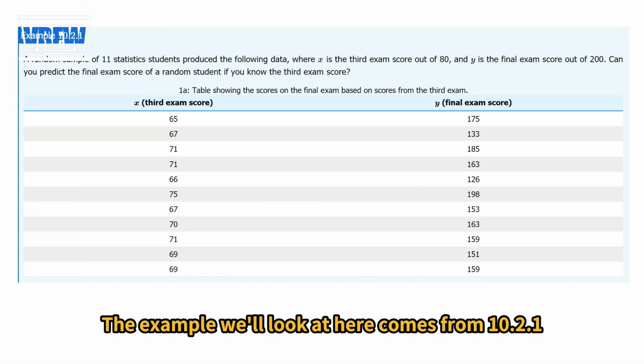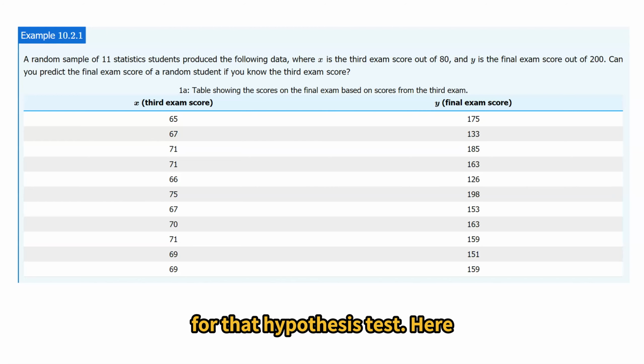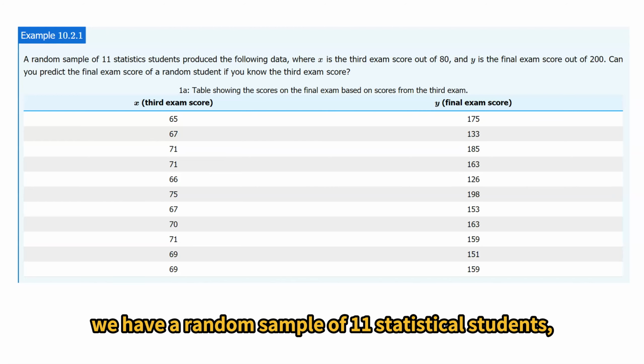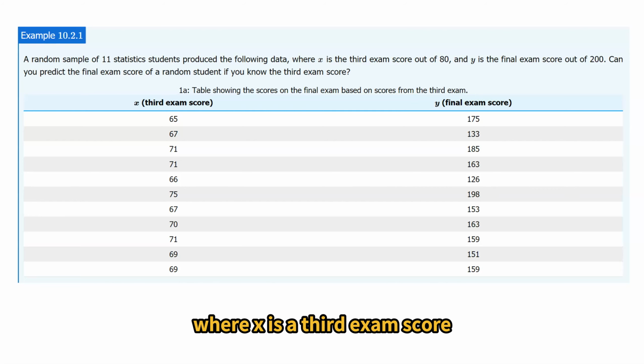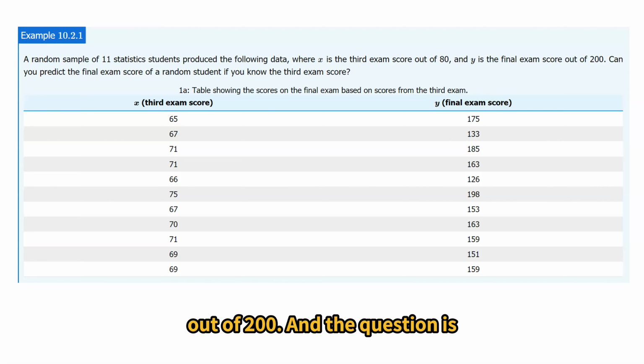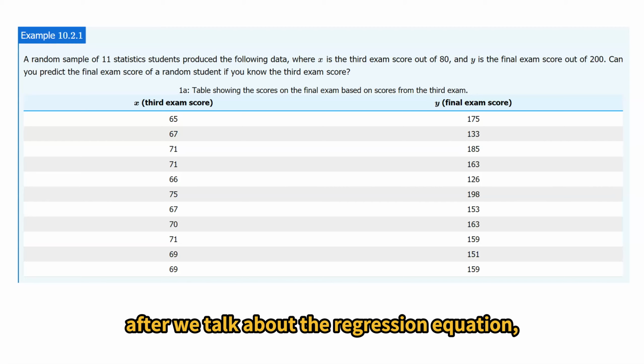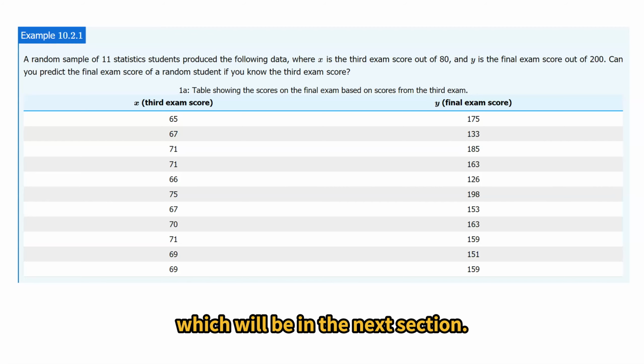The example we'll look at here comes from 10.2.1, but I'm only using the data right now for that hypothesis test. Here we have a random sample of 11 statistics students, where X is a third exam score out of a total of 80, and Y is the final exam score out of 200. And the question is, can you predict the final exam score of a random student if you know the third exam score? We're going to talk about the predictions after we talk about the regression equation, which will be in the next section. So right now, let's just focus on testing if there's a linear correlation.